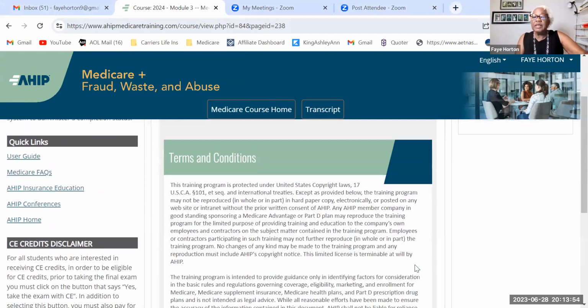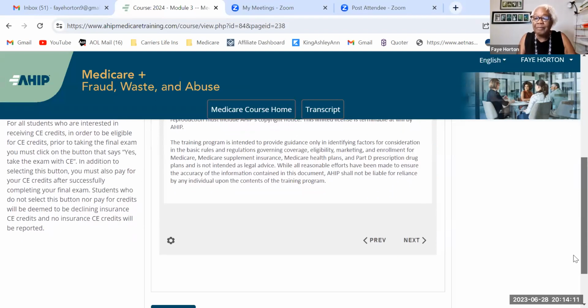Okay, terms and conditions, the same as module 1, module 2. You know that everything in here is copyrighted by the United States. You cannot use this material as if it was your own. You're only here to learn from the information.